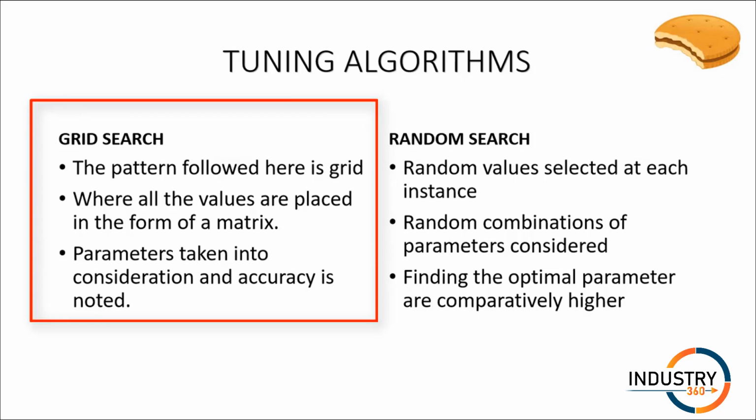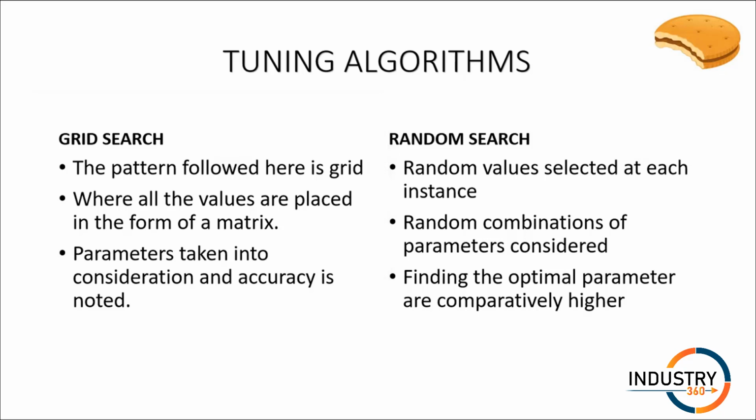The pattern followed here in the grid search CV is similar to a grid, where all the values are placed in the form of a matrix. Each set of parameters is taken into consideration and the accuracy is noted. Once all the combinations are evaluated, the model with the set of parameters which gives the top accuracy is considered to be the best.